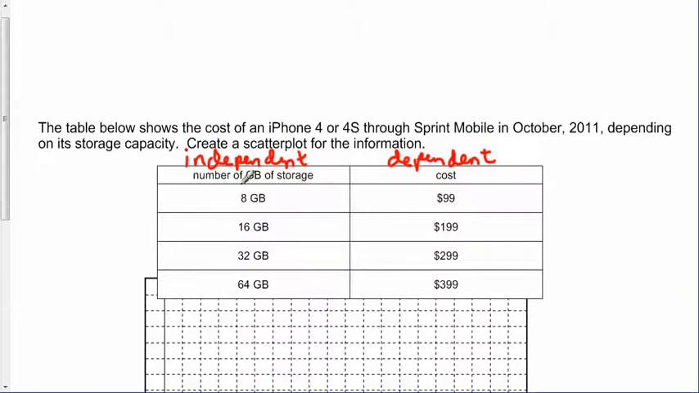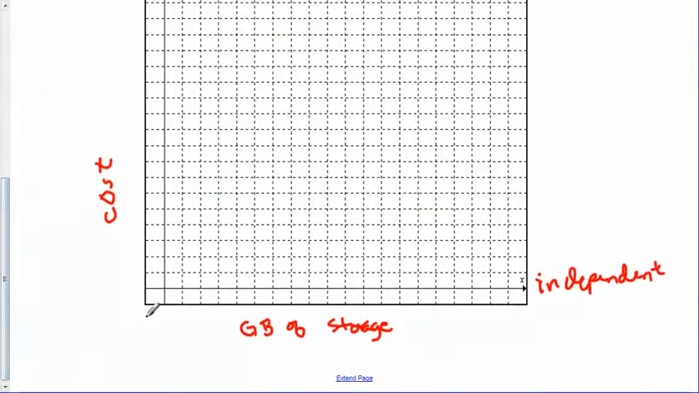So let's take a look at our independent variable first. So we're going from 8 all the way up to 64. And if I look down here on my graph, notice here's my origin right there. And for the origin, we always need to have a 0, 0. So that means we basically need to go from 0 all the way out to 64. We need to fit 64 on our graph somewhere.